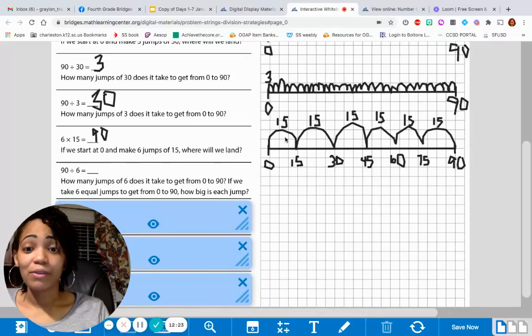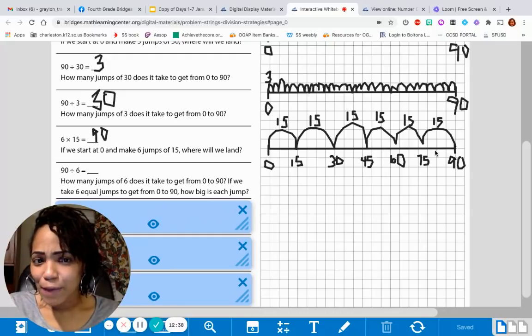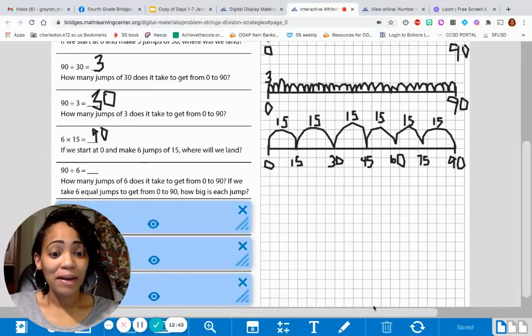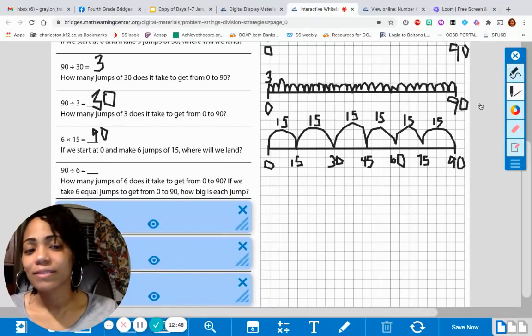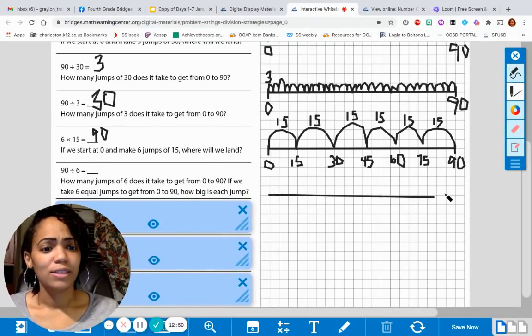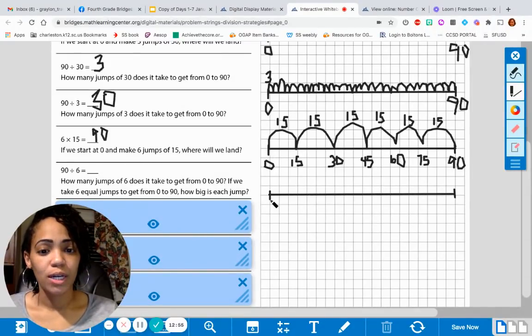Well, we know that, right? If we take 6 equal jumps to get from 0 to 90, then that's 15, right? We had to make jumps of 15. But if we have to make jumps of 6, how many jumps do you think we're going to make? Thinking about those fact families, we probably are going to have to make 15 jumps of 6, which is nowhere near as fun to do as hopping by the bigger chunk. Remember, that was one of our big ideas?